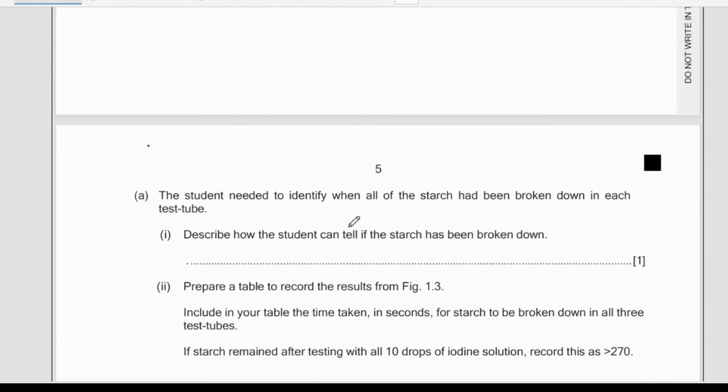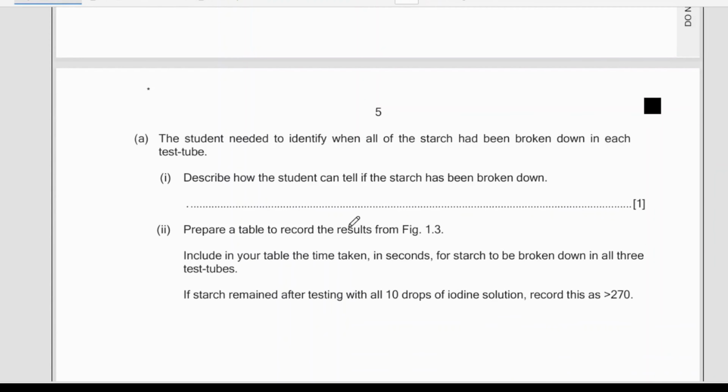Okay, the student needs to identify when all of the starch had been broken down in the test tube. Describe how the student can tell if the starch has broken down. Just now we have discussed. It will stay yellow brown. Okay, stays yellow brown.